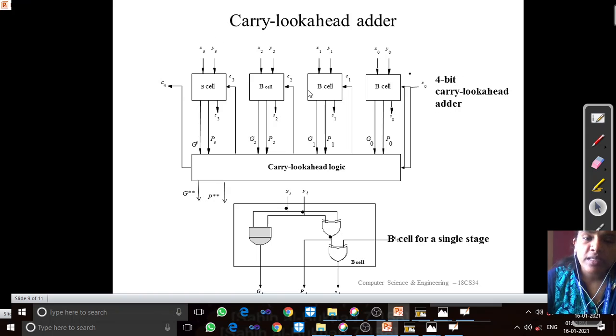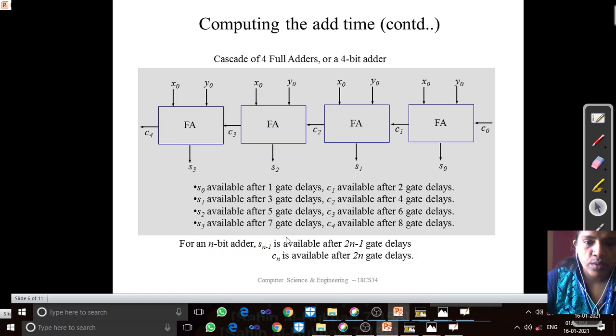Okay, and the circuit designed using the carry look ahead adder, which is nothing but a fast adder, you can see here in the figure. Now it is called a bit cell, B cell, instead of a full adder. Which is a block comprised of what? A B cell for a single stage is comprised of how many gates? 3 gates. Now compare with the ripple carry adder, where you had 5 gates. Remember? In order to generate the sum bit, one 3-input XOR gate, and let us go back to that circuit.